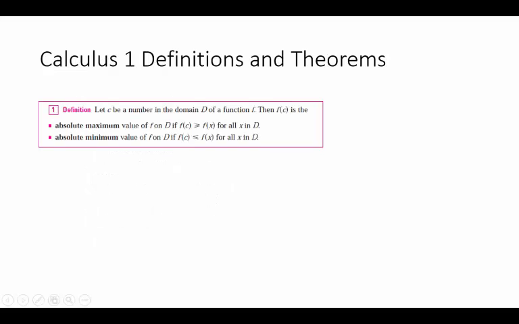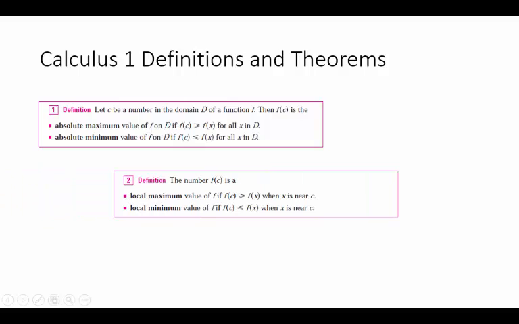Just a quick glance back at the Calculus 1 definitions. An absolute maximum of a function at C says that the function evaluated at C is bigger than anything that you can put into the function as long as x is in some domain D, and the minimum is similar. We also have a local maximum that says if we're looking at C as a local maximum, then we're just focused on the other points near C, and that provides our local maximum and minimum.